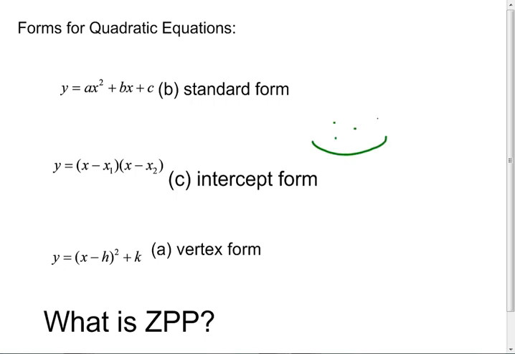What is BPP? We're going to get to ZPP. I don't like BPP.